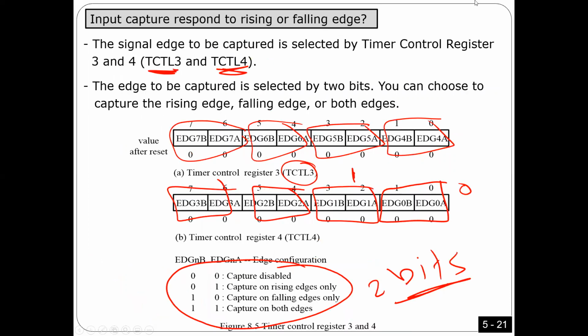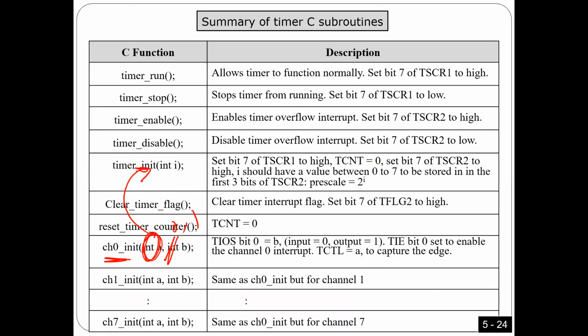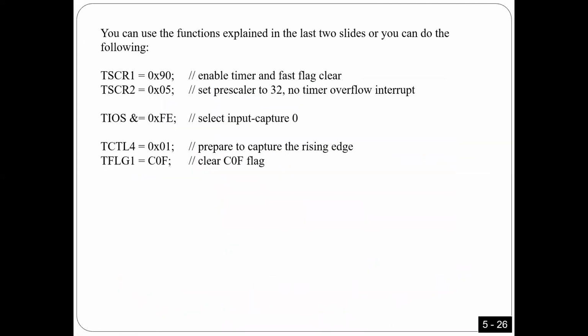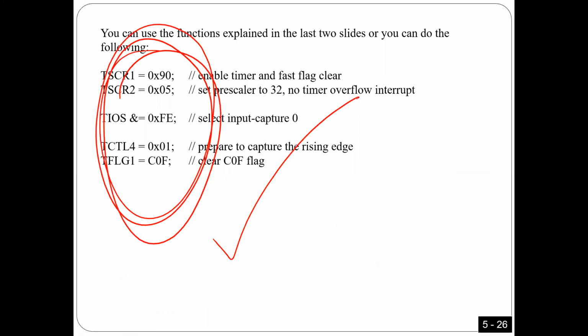Okay, guys, any questions? Again, in C language, nothing is new, similar to what we did in RTI and IRQ. You have a set of functions. You can just use these functions, or you can just use the name of the register to manipulate them this way if you want. So you have two options now.